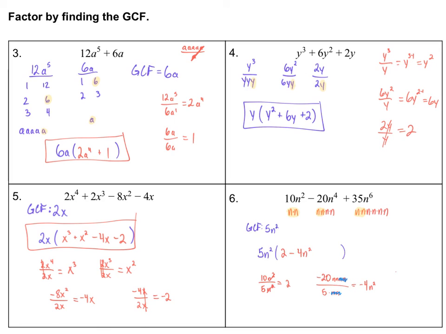And lastly, I have 35n to the sixth over 5n squared. So 35 divided by 5 is 7. And I have 6 n's on top multiplying and 2 on bottom. So if I cancel 2 on top with the 2 on bottom, that leaves me n to the fourth on top. So plus 7n to the fourth. And there's my fully factored form.